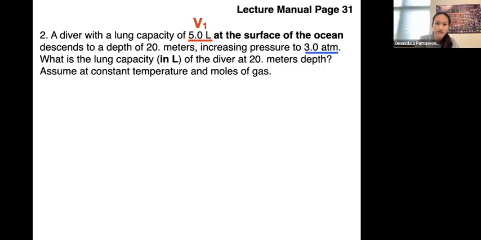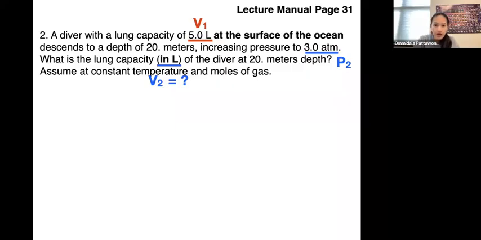Okay, so it's giving V1, it's giving P2, right, which is increasing to this pressure, and asking you V2. Wait a second, it gives us 2 sets of information, right? So one set is the first volume and the second set of the volume is what it's asking. But is the 20 meters our pressure? The answer is no. Meter is not the unit of pressure.